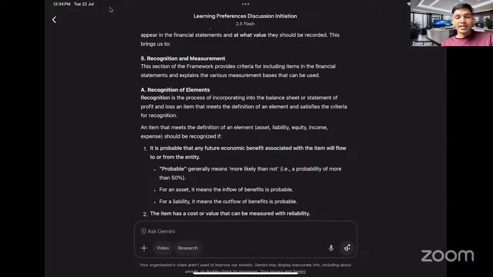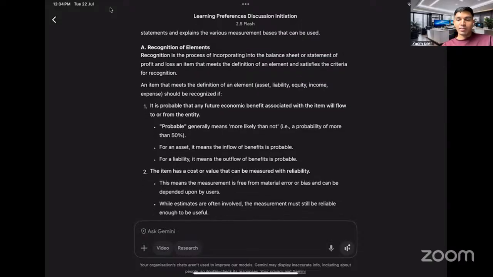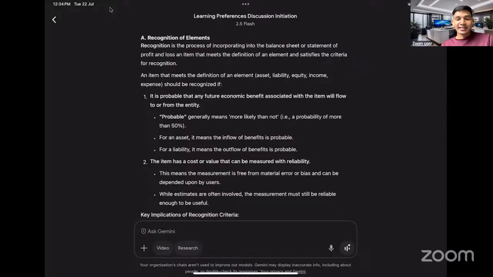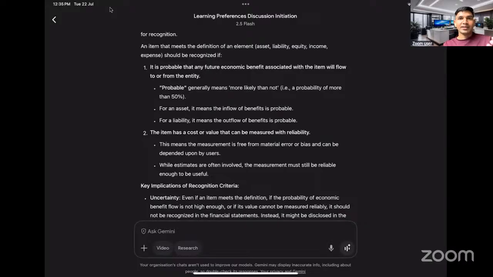An item that meets the definition of an element, either asset, liability, equity, income, or expense, should be recognized if it is probable that any future economic benefit associated with the item will flow to or from the entity. Probable generally means more likely than not, a probability of more than 50%. For an asset, it means the inflow of benefits is probable, and for liability, it means the outflow of benefits is probable. The item has a cost or value that can be measured with reliability.